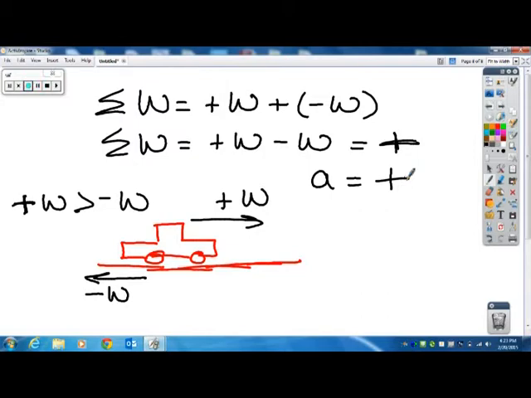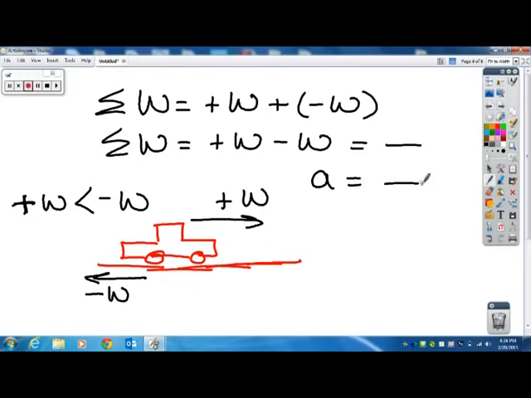Vice versa, if the positive work is less than the negative work, then the net work on the object is negative. If the positive work that's being done on the system is less than the negative work being done on the system, which means the positive energy you're putting into the system is less than the energy that's being extracted out of the system, then the net work is going to be negative.